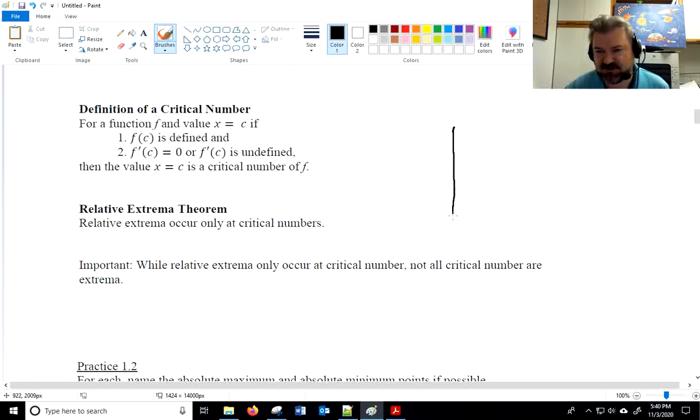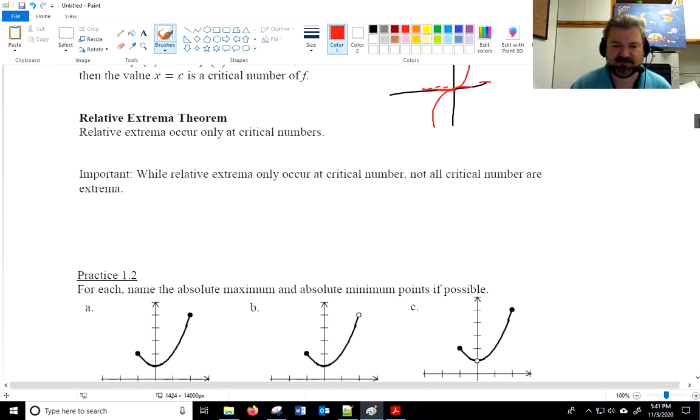The classic example that's usually brought up is the graph y equals x cubed. It has a horizontal tangent line right here, a little stasis point where it just kind of hovers for a second before going back up. That is not a relative extrema, but it is a critical number. So just be careful about that.